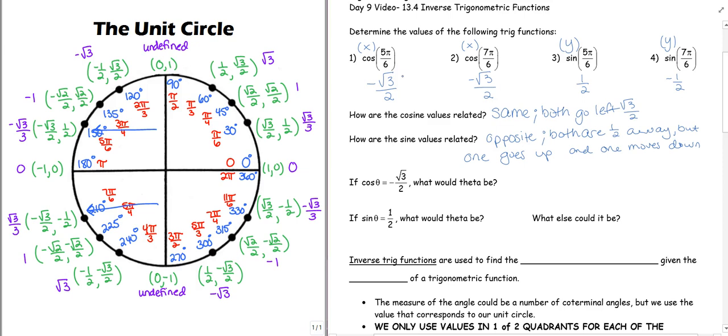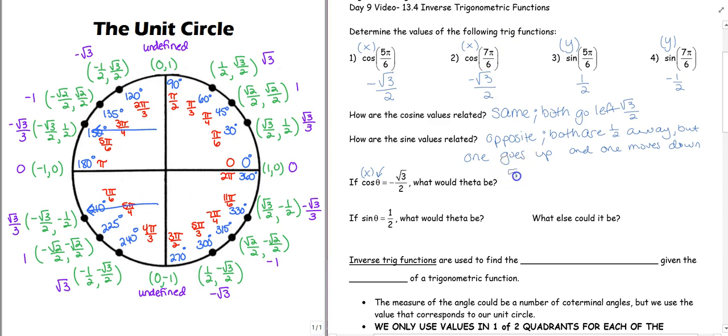What we do with our inverse trig is I want to find the angle that gives me that ratio. And lucky for us, we've actually already done this. We see up here the cosine, still that x value. Which angle or angles give me the cosine value of a negative root 3 over 2? Oh, look, we did this in 1 and 2.